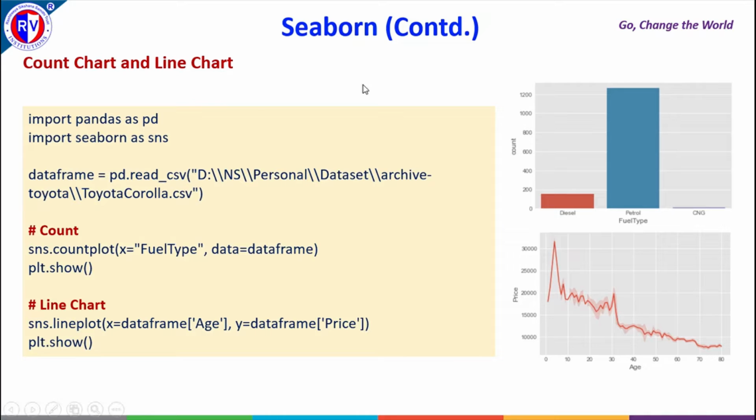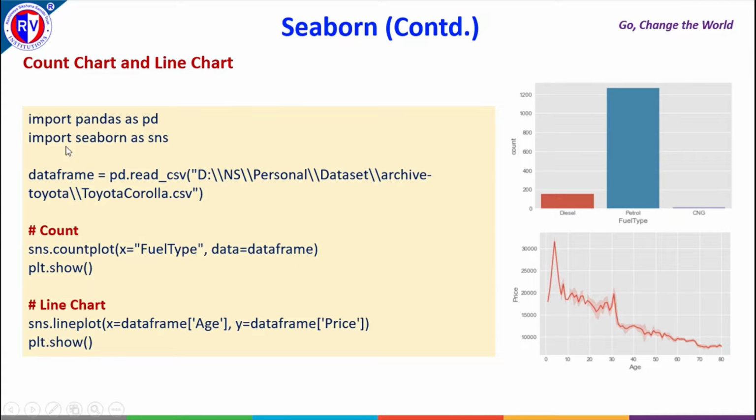Next we will see the count plot. Here count plot is going to plot the number of counts with respect to the given column. Let me consider a simple example. Here I am taking the fuel type. The fuel type column has different values: diesel engine, petrol engine and CNG cars. This function is going to count the number of cars with respect to the diesel engine, petrol engine and CNG engine, and it is going to plot the graph.